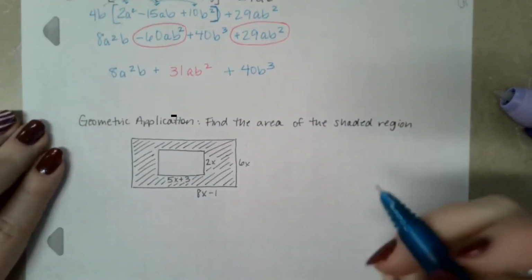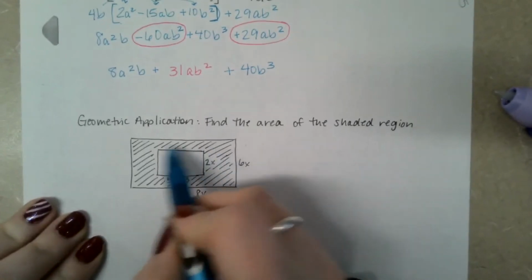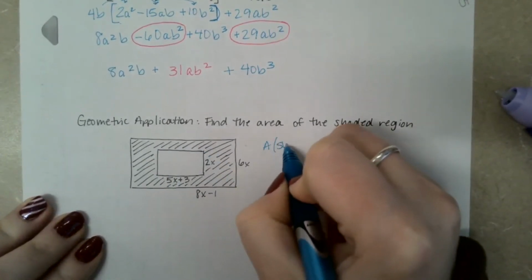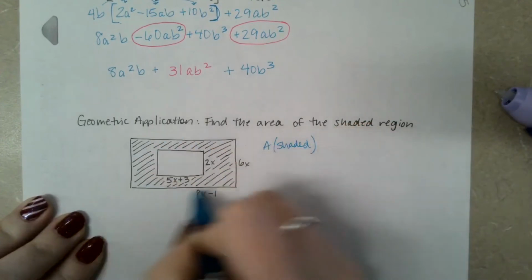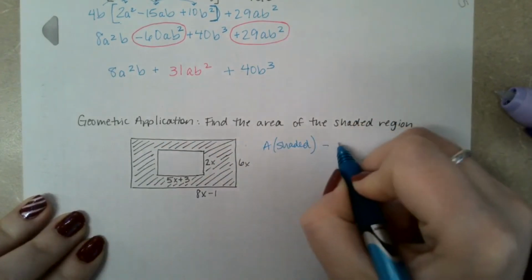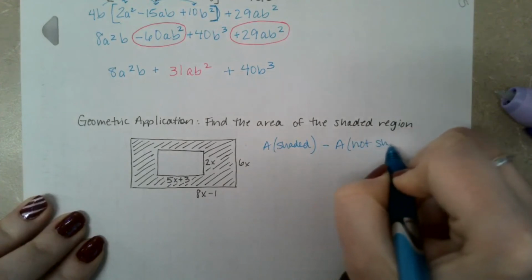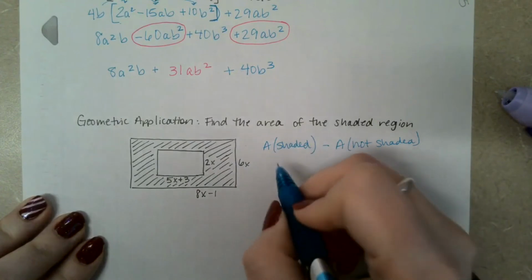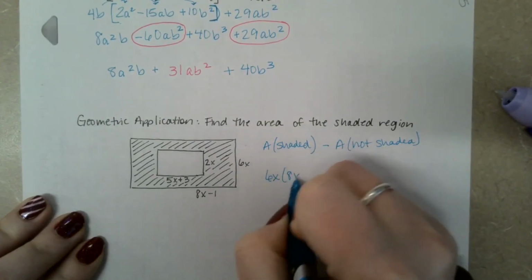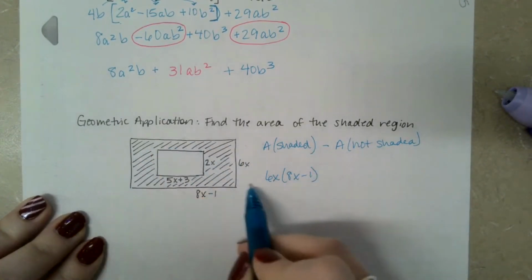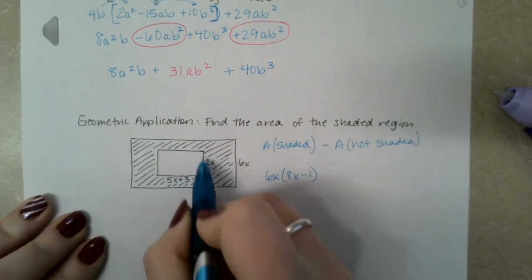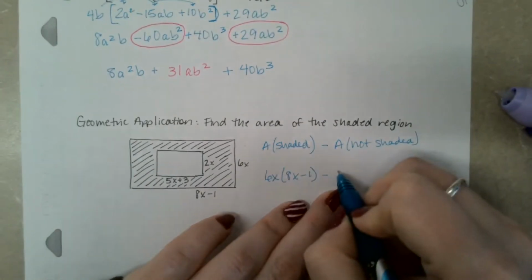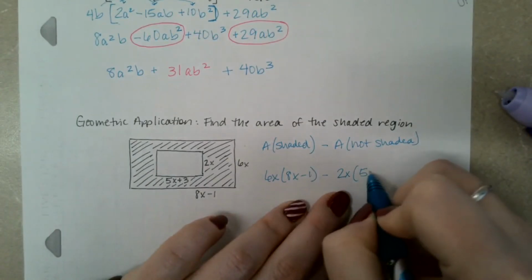And then last geometric application, we need to find the area of just the shaded region, so the inside part of this square. So in order to do that, we're going to find the area of the whole thing, the big thing that's shaded, and we're going to subtract out the area that's not shaded. So to find the area of the big rectangle first, we'll do length times width, which will be 6x times 8x minus 1. So that'll find me the area of the entire rectangle. And then I'm going to subtract out this little part that's not shaded. So the area of that part would be 2x times 5x plus 3.